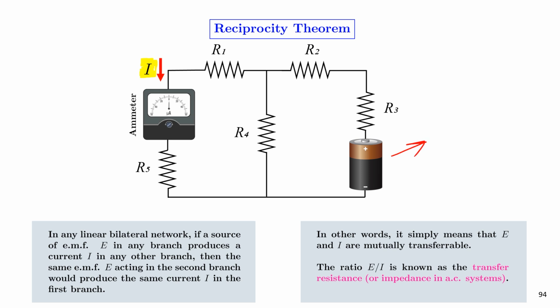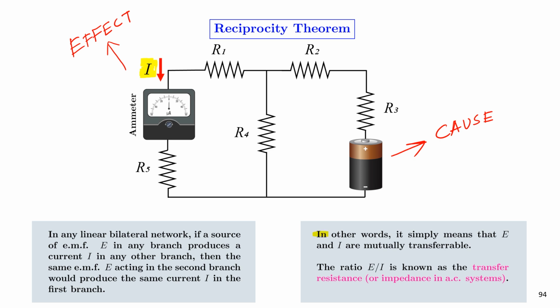In this circuit, the voltage source is the cause and the current produced in this branch is the effect. Then according to the reciprocity theorem, if we exchange the position of the cause and effect in the circuit, then also the circuit remains consistent. That is the reason why this is called the reciprocity theorem.